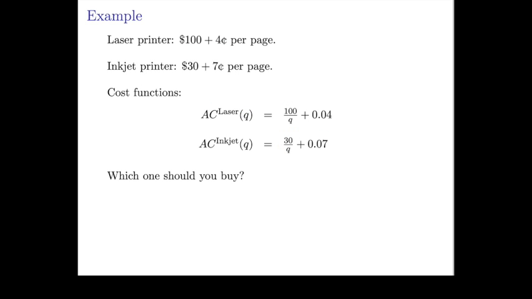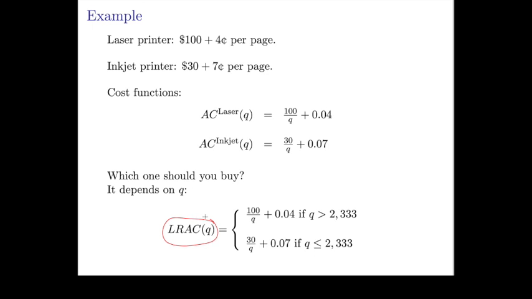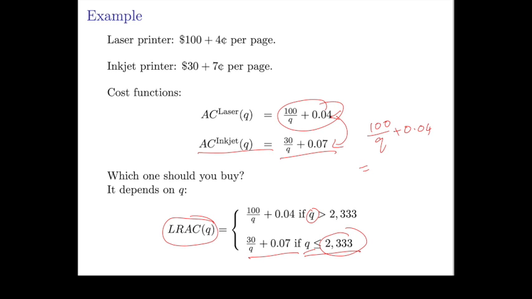So which one should you buy? Well, it depends on how much you're going to be printing. If you're going to be printing a lot, you're probably going to want the laser printer. If you're going to be printing a little, you want the inkjet printer. So for your long run average cost curve, if your Q is high enough, then you want the laser printer, and if your Q is low enough, you want the inkjet printer. Well, how do we know what's high enough? We just see where these two things are equal to one another. So for what Q is 100 over Q plus 0.04 equal to 30 over Q plus 0.07?